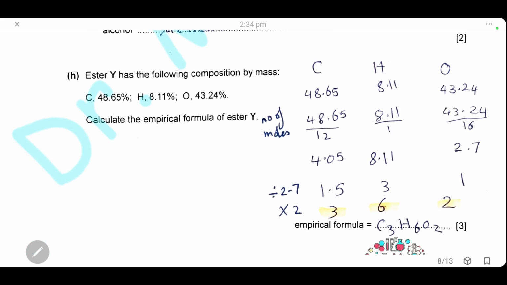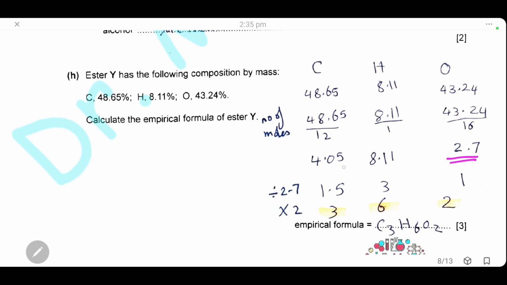Here, calculating the empirical formula of an ester, which has the composition of 48.65% carbon, 8.11% hydrogen, and 43.24% oxygen. The first step is to get the number of moles by dividing each one by the atomic mass. So we will divide the percentage of carbon by 12, then the percentage of hydrogen by 1, and the percentage of oxygen by 16. So we will get these numbers, which are the number of moles. Then we will divide them by the smallest number, which is here 2.7.